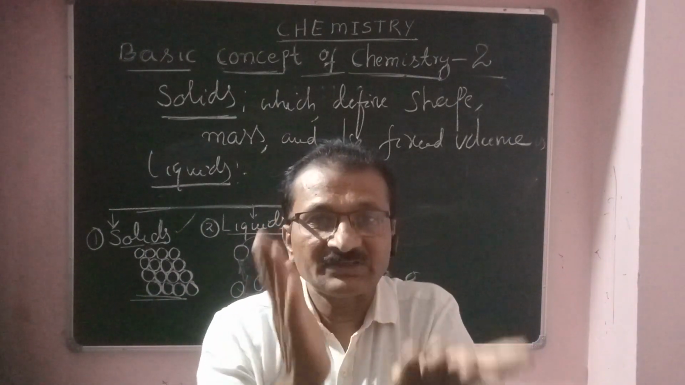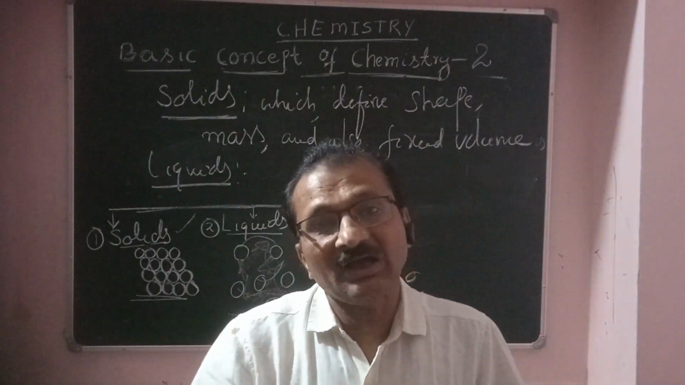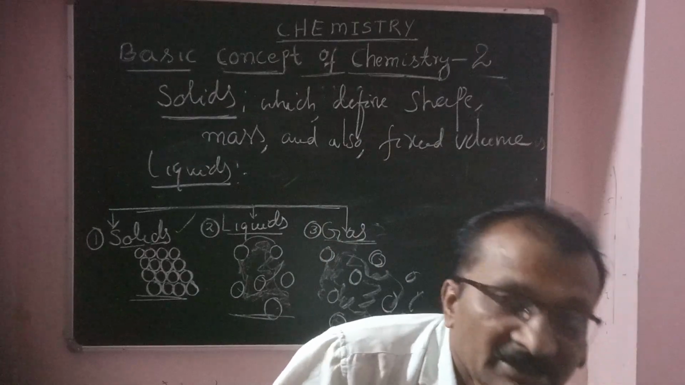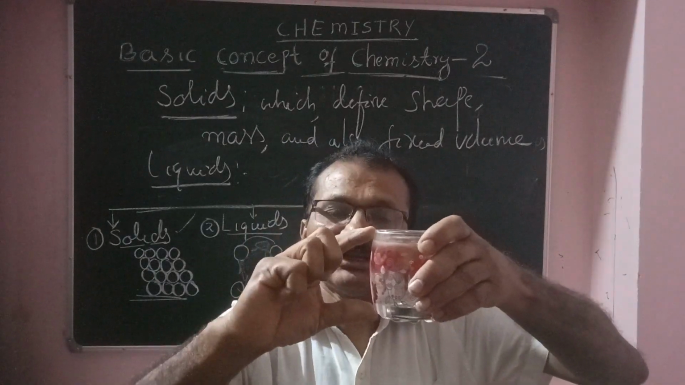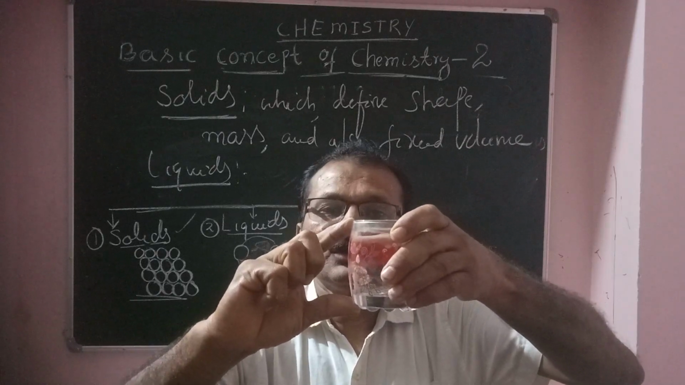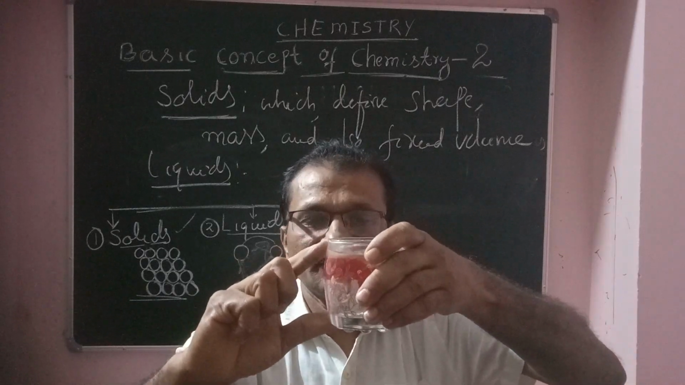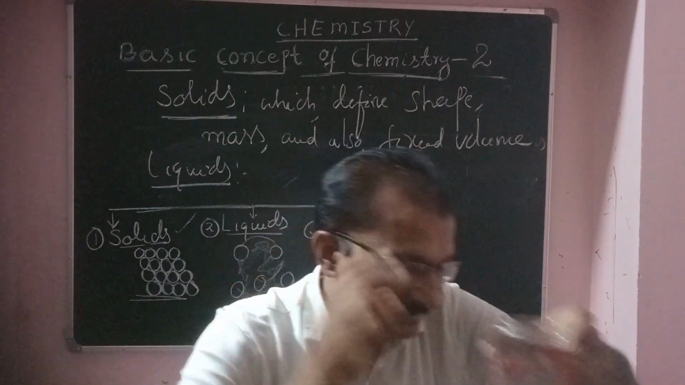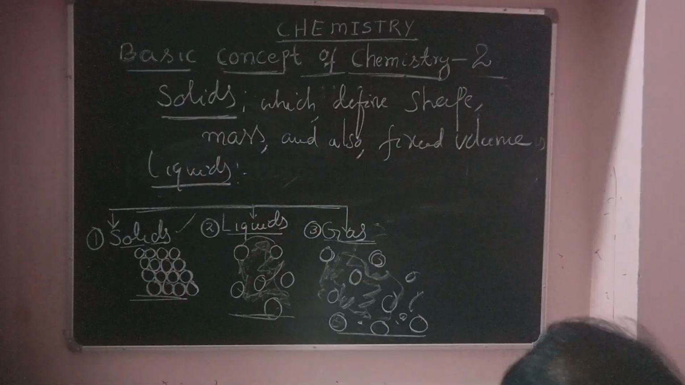Their mass is fixed, weight is also fixed. And volume, according to the definition of matter, if it is matter, it should have a definite volume. So the volume of this water is something you can take, say about 600 cm cube, more than half a liter. It is a fixed volume either in this container or in that container. Whatever the container, its volume is fixed.